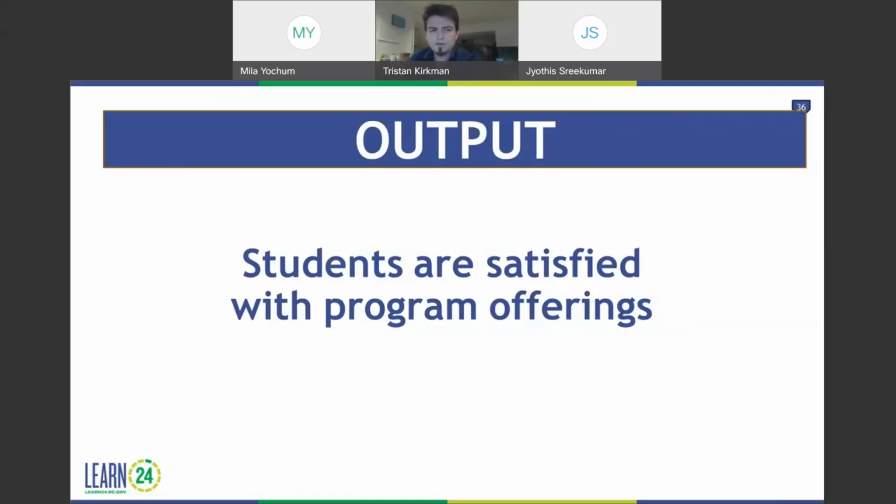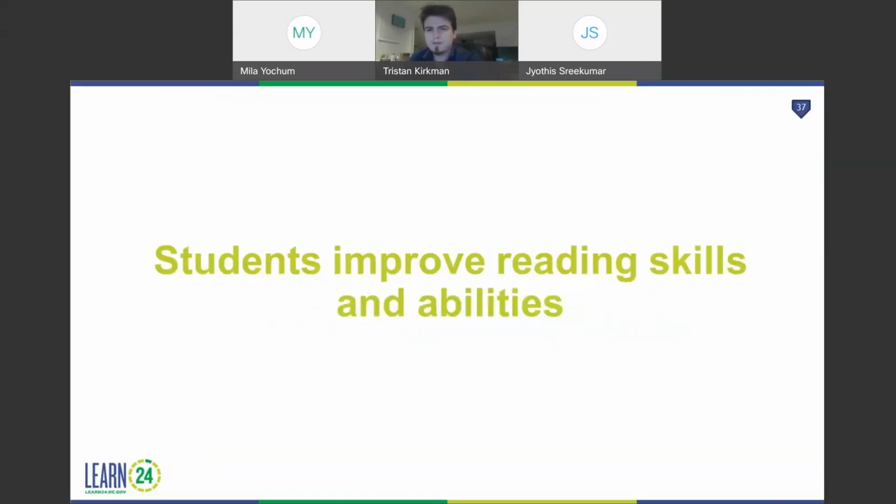We're going to do one more of these. For students improving their reading skills and abilities, is this more likely to be an output or an outcome?